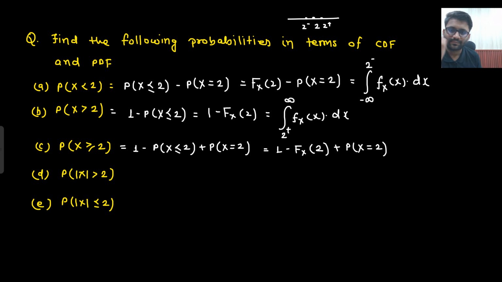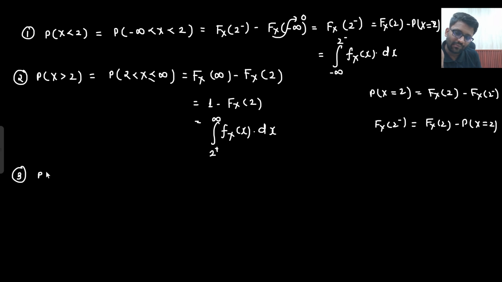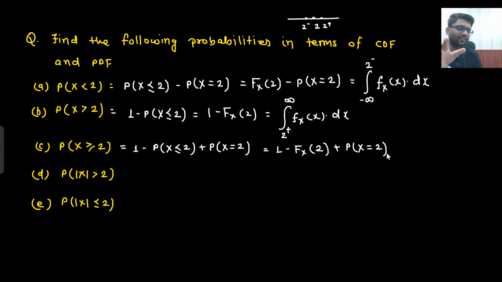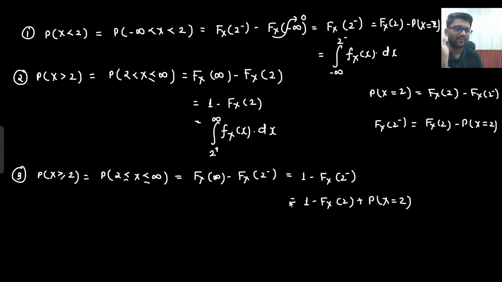Third one, probability of x greater than or equal to 2. So how can you write it down? Here you need the equal sign, which is there, but this is creating the problem. So Fx of infinity minus Fx of 2 minus. What is Fx of infinity? That is 1 minus Fx of 2 minus. What is Fx of 2 minus equal to? 1 minus Fx of 2 plus probability at x equals 2. So no brain is used here. Simple answer we are getting. Here we used our brain, but here in a simple way we have got the answer.